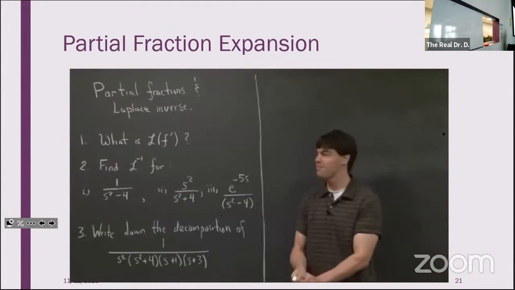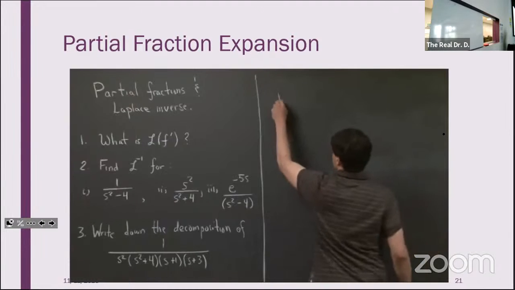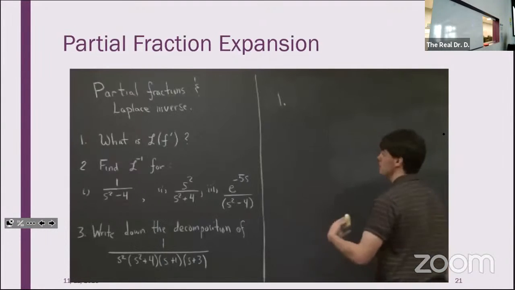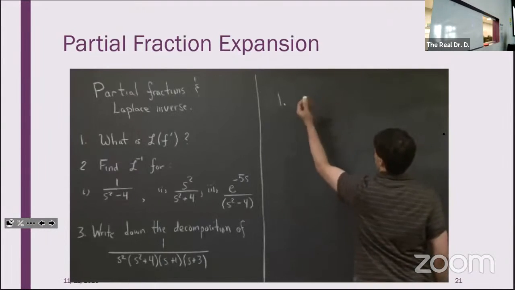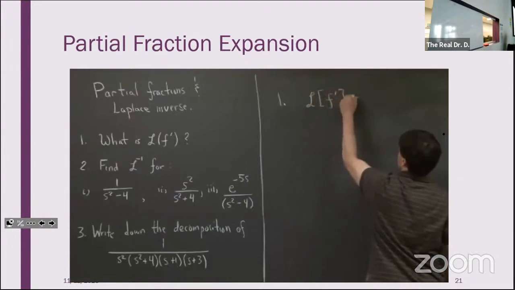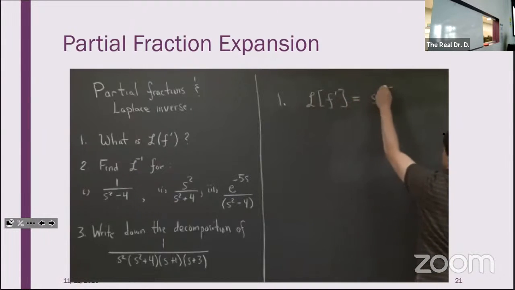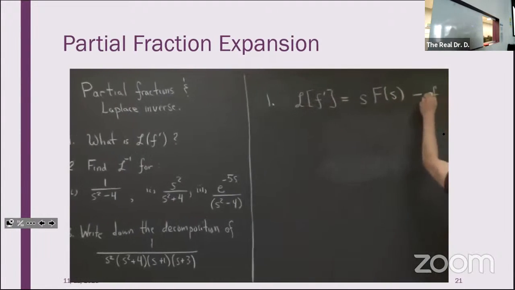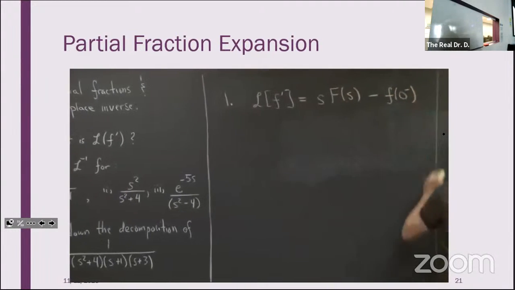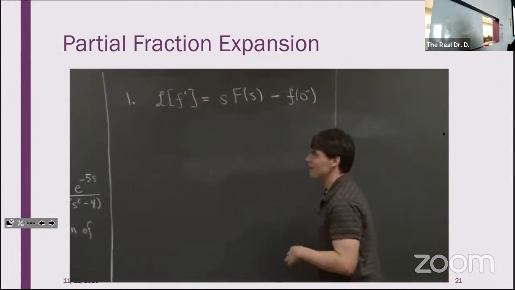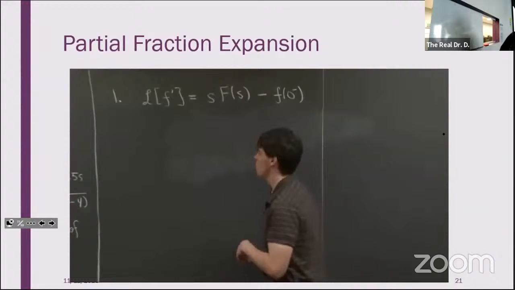Hi everyone, welcome back. Okay, so for part one, we're just asked to recall the Laplace transform of f prime in terms of the Laplace transform of f. So the Laplace transform of f prime we can write down as s times the Laplace transform of f, which I'll call capital F, minus f evaluated at the lower bound of the Laplace transform integral, which in this case is just 0 minus. Okay, so this is just part one. This is a warm-up problem.